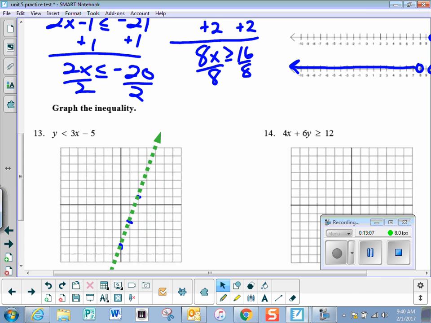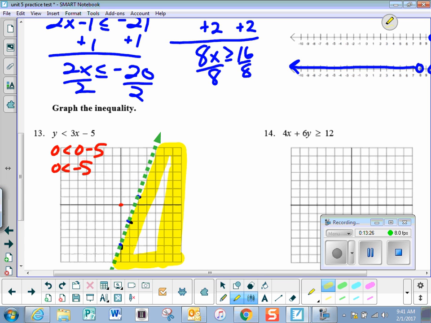Now I need to test a point to see which way to shade. I always like to use 0, 0, if possible. Is 0 less than 0 minus 5? Is 0 less than negative 5? No. So I shade to the opposite side of 0, 0. So this is what should have been shaded on your graph. Okay? So you'll get partial credit for graphing the right line, and partial credit for shading the right way.